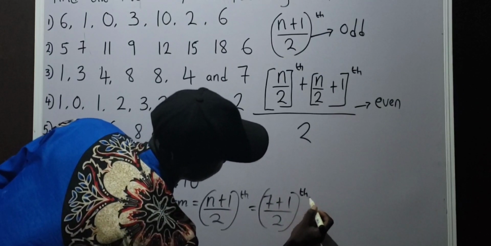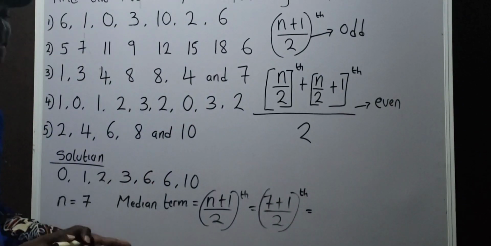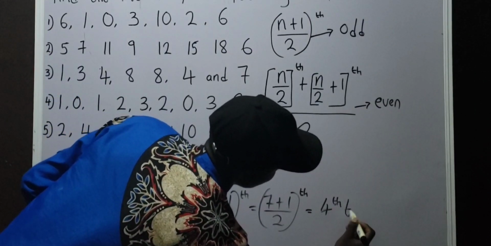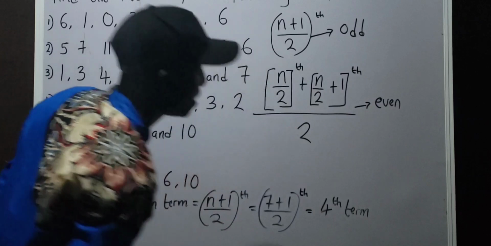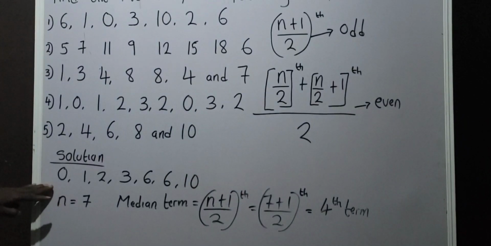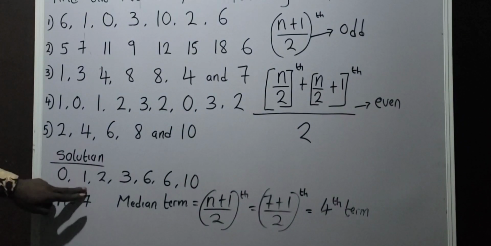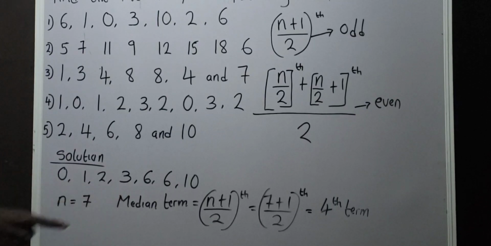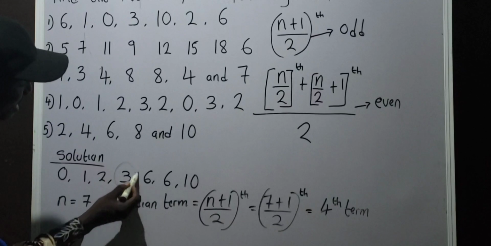7 plus 1 all over 2. So 7 plus 1 is 8. 8 over 2 is 4. So the fourth term is my median. Now let's go back to our data set. This is the first term, this is the second term, this is the third term, and this is the fourth term. So therefore the median of this data set is 3.